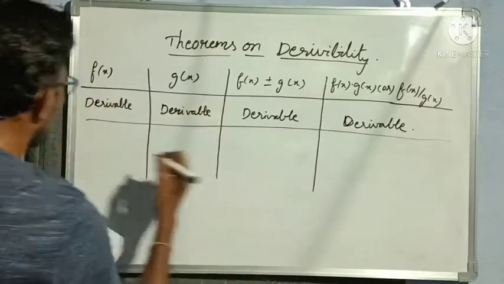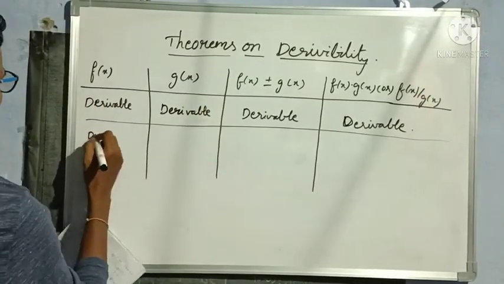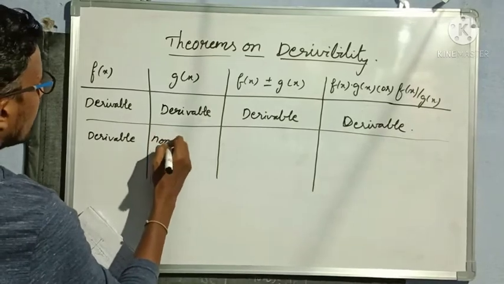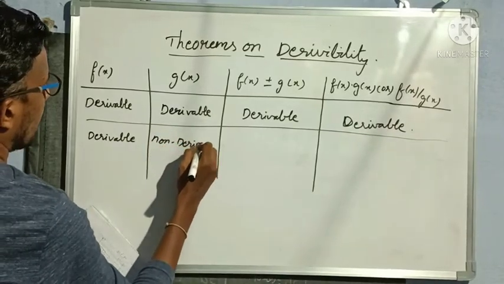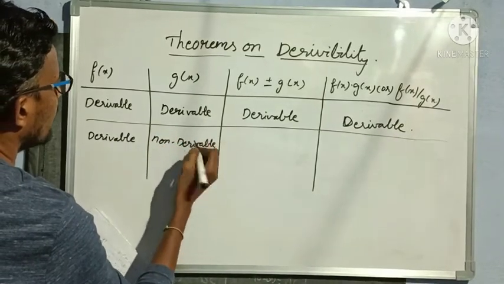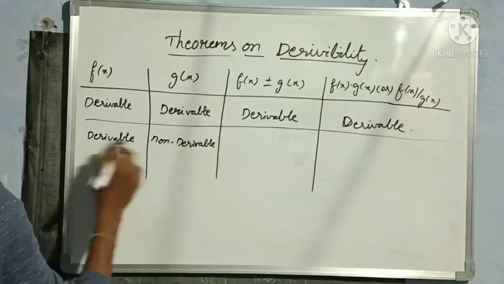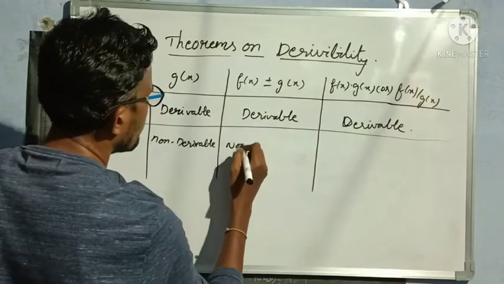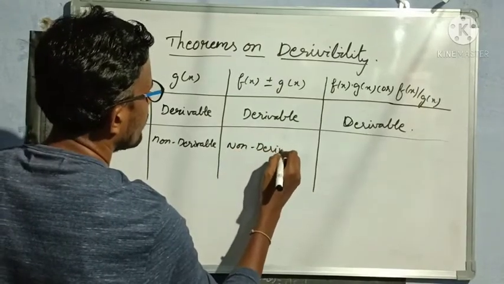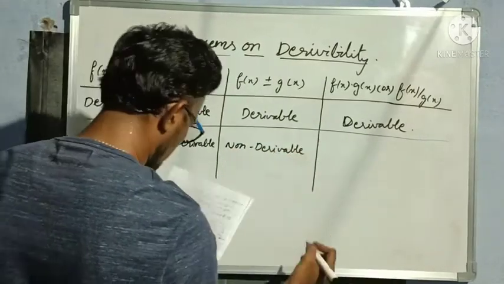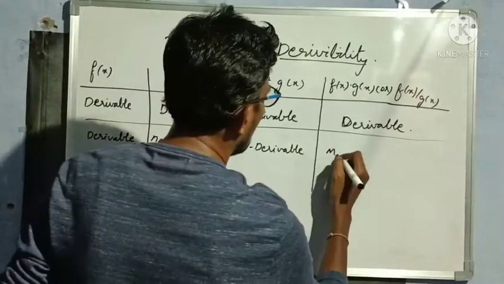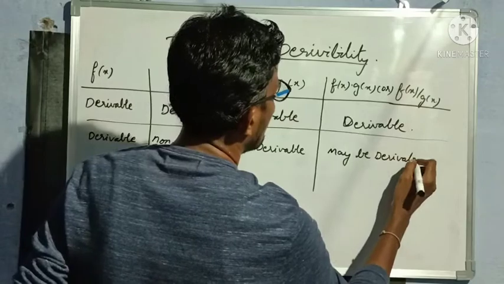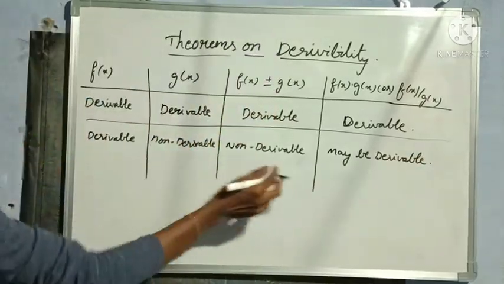criteria: f of x is derivable and g of x is non-derivable. Means any one of the functions, either f of x or g of x, is non-derivable. Then how about f of x plus or minus g of x? Then definitely this is not derivable and this is maybe derivable. This also we'll see with our examples. Don't worry, just remember this.